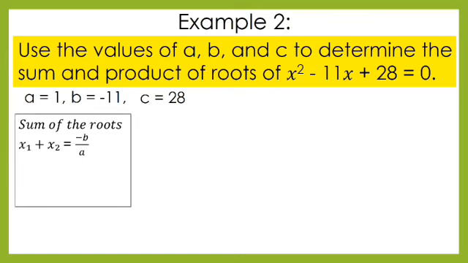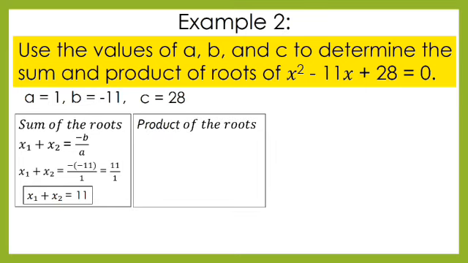Sum of the roots, x sub 1 plus x sub 2 equals negative b over a. Negative times b, which is negative 11, so we have negative negative 11 here over a, which is positive 1. Simplify, negative times negative 11 is positive 11 over 1. Therefore, the sum of the roots is 11.